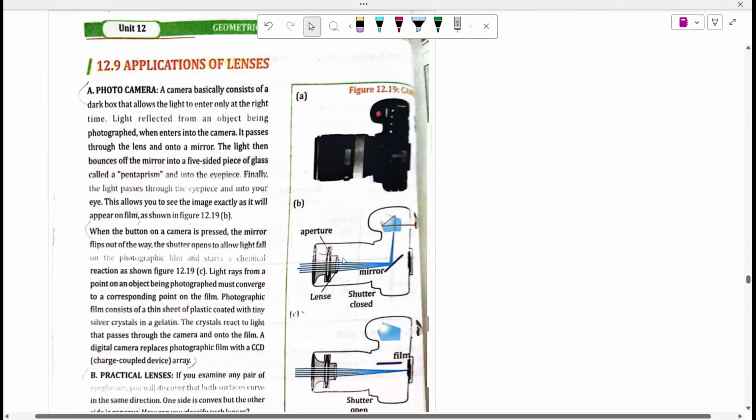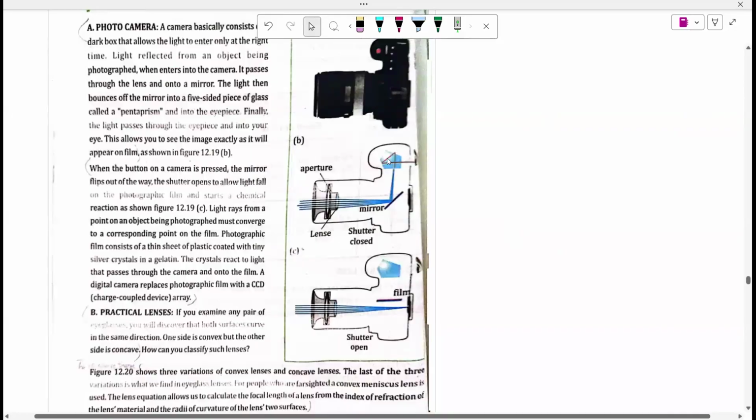The camera has been shown to you. Here we have a lens, a mirror to reflect the light. Then we have a prism or so. You could see here that the light bends at 45 degrees and images are being formed. It is written here: when the button on the camera is pressed, the mirror flips out of the way, the shutter opens to allow light to fall onto photographic film and starts a chemical reaction as shown.